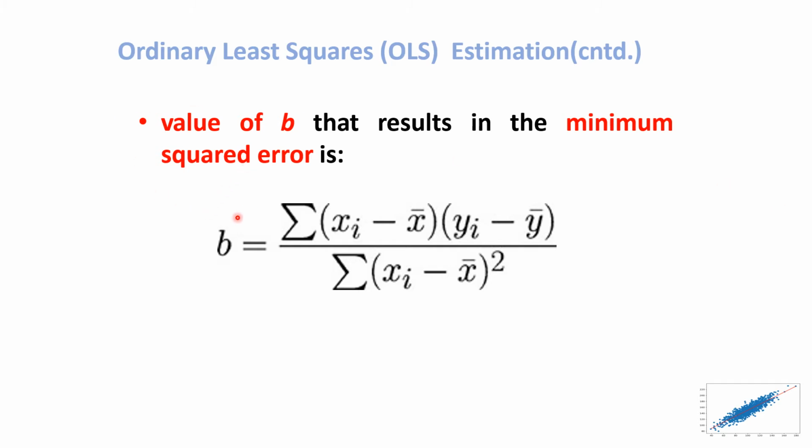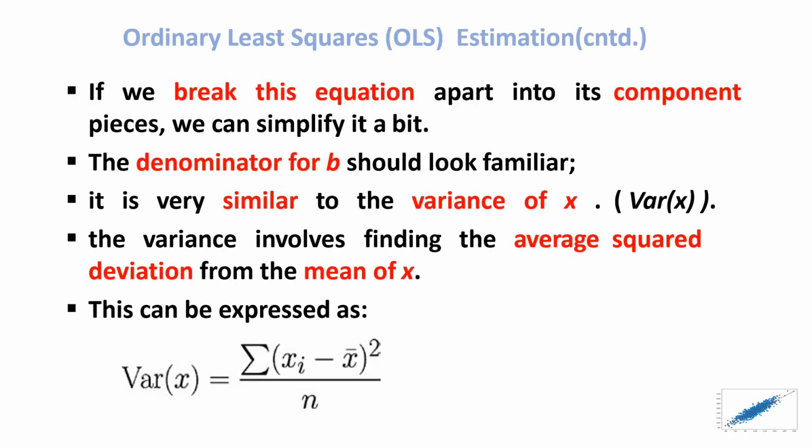The value of B can be determined as sigma (xi minus x bar) into (yi minus y bar), divided by sigma (xi minus x bar) the whole square. So the value of B is the result for minimum squared error. The value of B can be calculated using this equation.